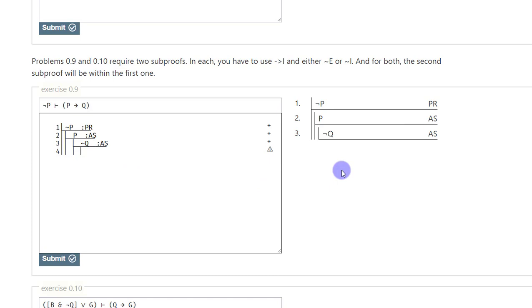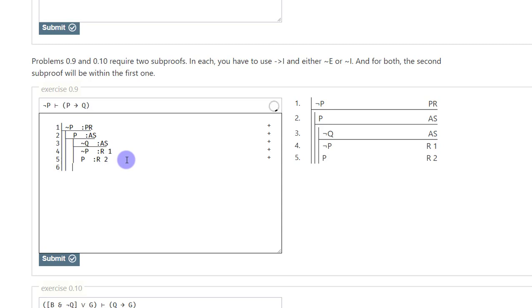All right, so what I want is not P. I'm just moving that down from line 1 with the reiteration rule. Now I want P, which I'm again just moving down with the reiteration rule from line 2. Okay, so there's my contradiction.